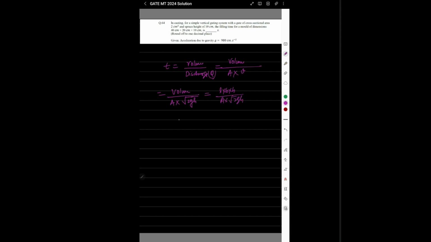So now putting all the values, we will have length as 40 into breadth 20 into height 10 divided by area. Area is given as 2 cm square into √2 into g in centimeter, which is 980 centimeter per second square, and h is 10 centimeter. So we have 28.57 seconds. So up to one decimal place, it is 28.6 seconds.